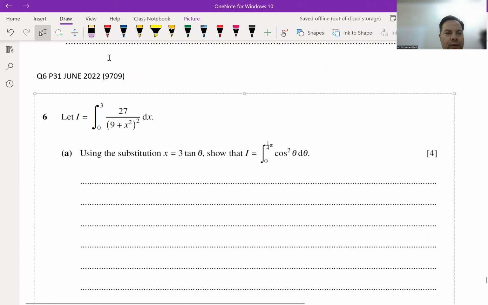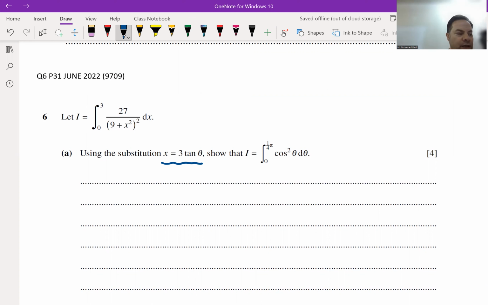Hello guys, in this tutorial I'm going to solve question number 6, paper 31, June 2022. Let I equal the integral from 0 to 3 of 27 over (9 plus x squared) all to the power of 2, dx. Using the substitution x equals 3 tan theta, show that I is equal to... Let us start with the first: x equals 3 tan theta.